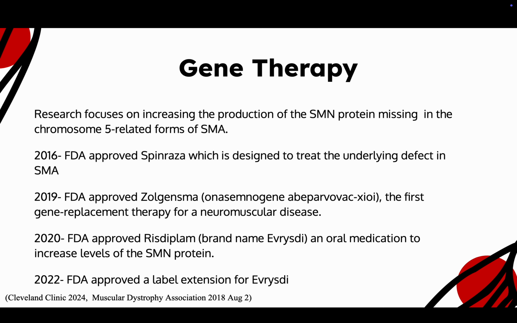In 2016, Spinraza was approved by the FDA, and it is designed to treat the underlying defect in SMA. In 2019, the FDA approved Zolgensma, the first gene replacement therapy for a neuromuscular disease. In 2020, FDA approved Evrysdi, an oral medication to increase levels of the SMN protein. In 2022, the FDA approved a label extension for Evrysdi.